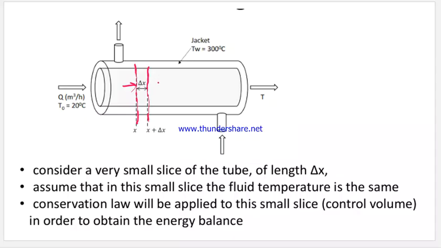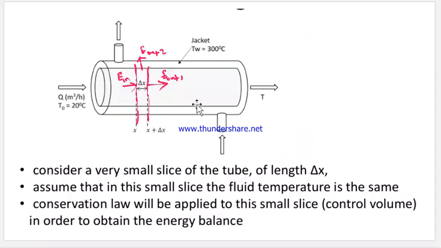Energy goes into the small slice, energy goes out of the small slice, and energy also is exchanged with the outside heat jacket. So that means there are two energy outlets: energy out 1 and energy out 2. So let's perform this balance.